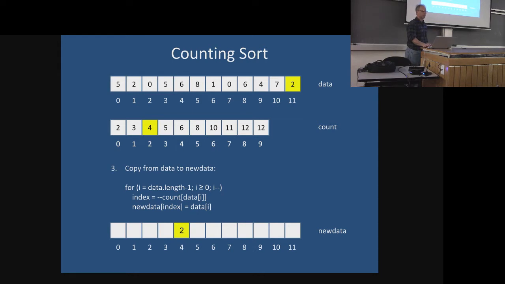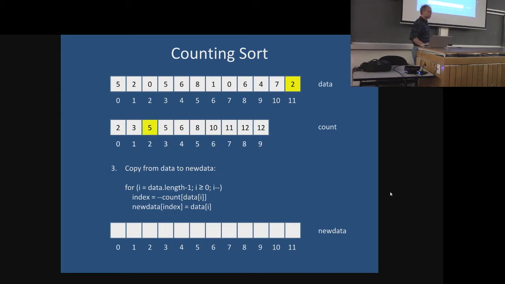Let me back up. Why does that work? Yeah? Because there's that many numbers left too, so you know that's kind of less as well. Okay. We know there are 5 numbers less than or equal to 2. 1, 2, 3, 4, 5. So the last 2 would go right here. So we decrement the 5 to get the actual index. And put the 2 right there at 4.